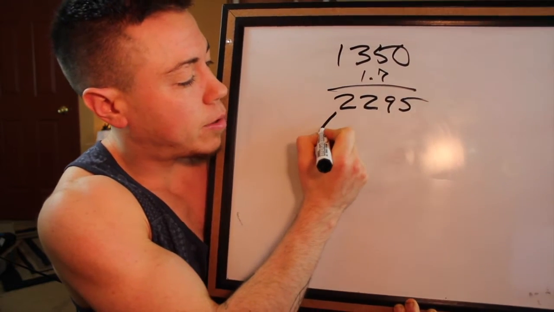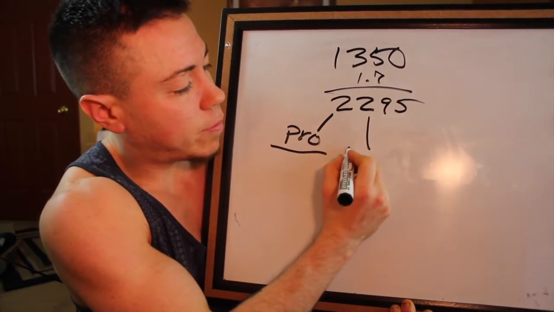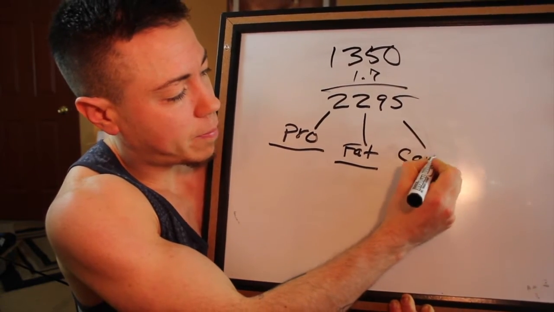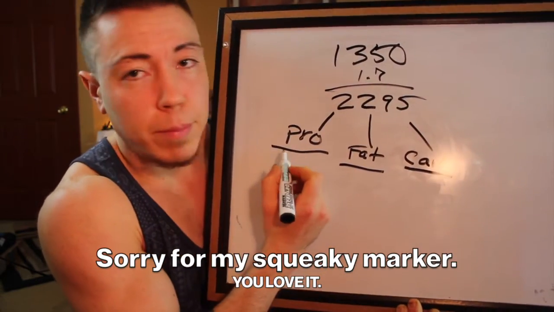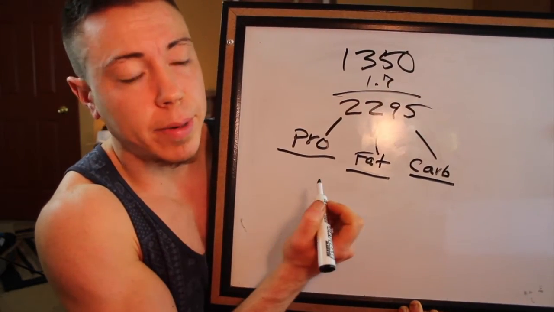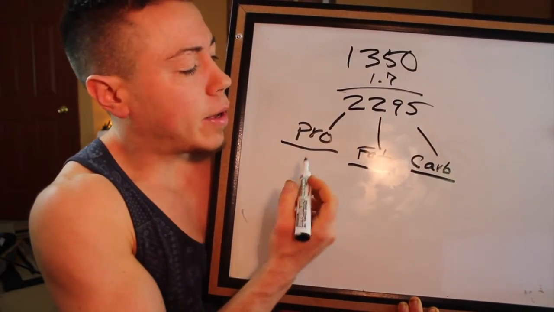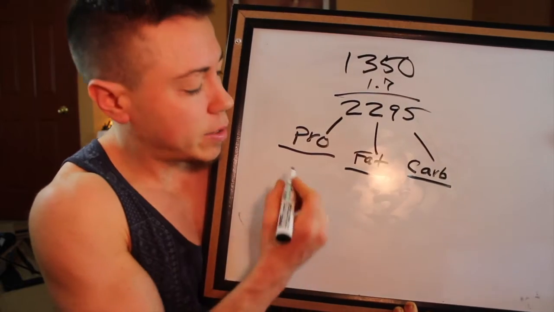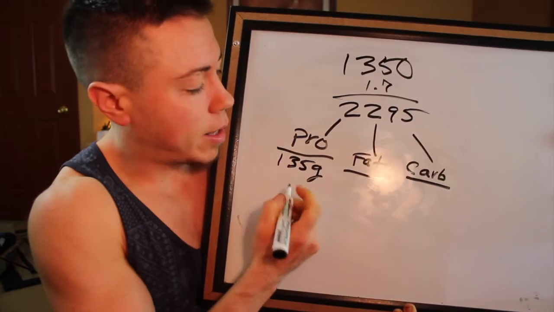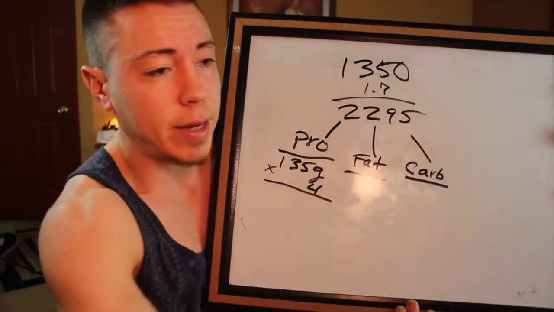So in this 2295, we have protein, fat, carb. Protein is where I start first. I like to do 1 gram of protein per pound of body weight when I'm bulking. I'll go into that in the next video. But for now, I'm doing 1 gram protein per pound of body weight. So I already know this is 135 grams of protein. And I'm gonna times this by 4 to figure out the calories that is.